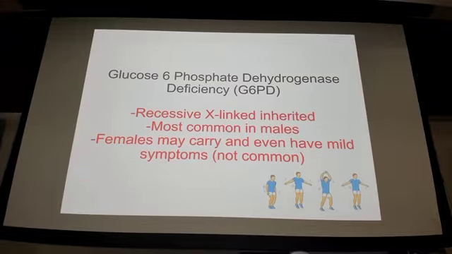And then a question about glucose 6-phosphate dehydrogenase deficiency. It is X-linked recessive, so it is most common in males. Females can be carriers, and sometimes females do have G6PD deficiency, but it's very, very rare. And of course, I put a picture of the jumping jack.